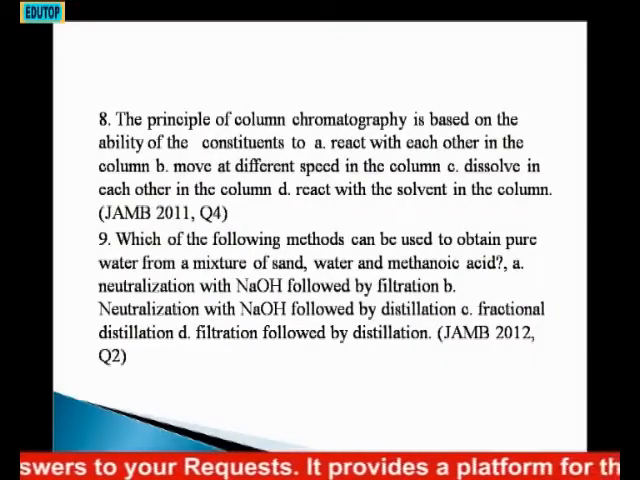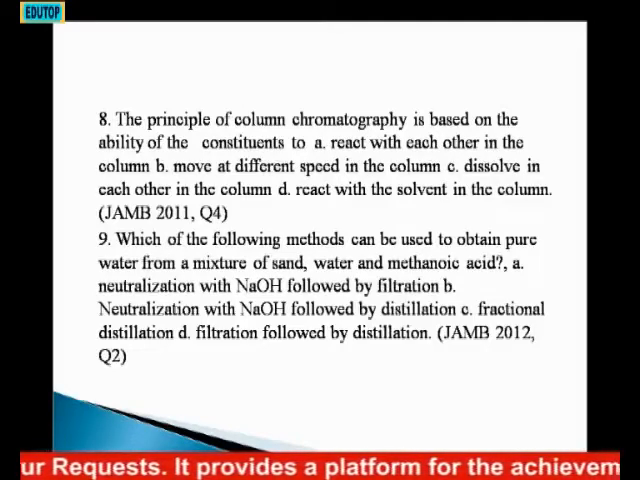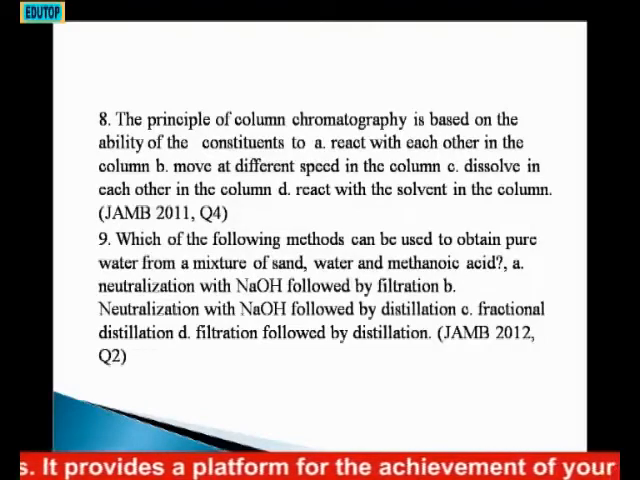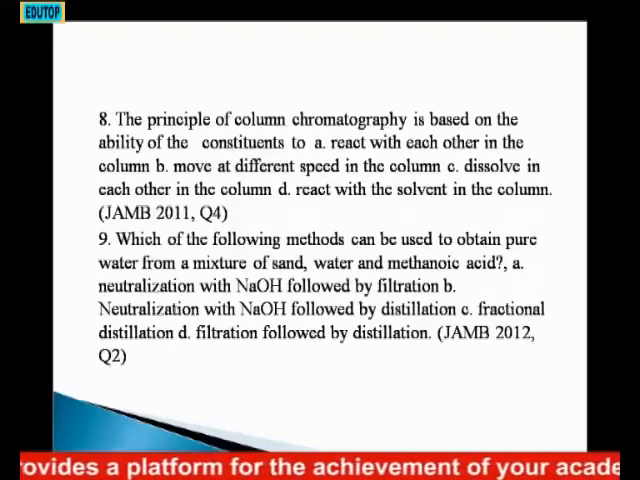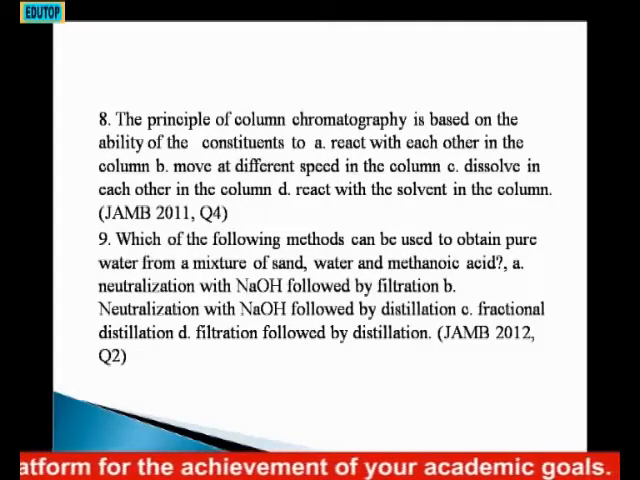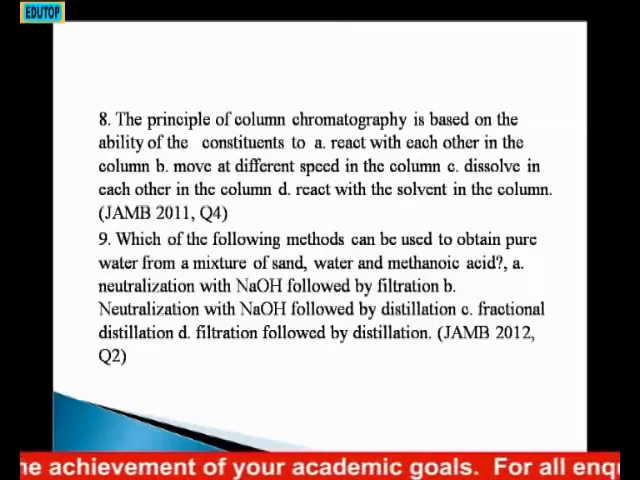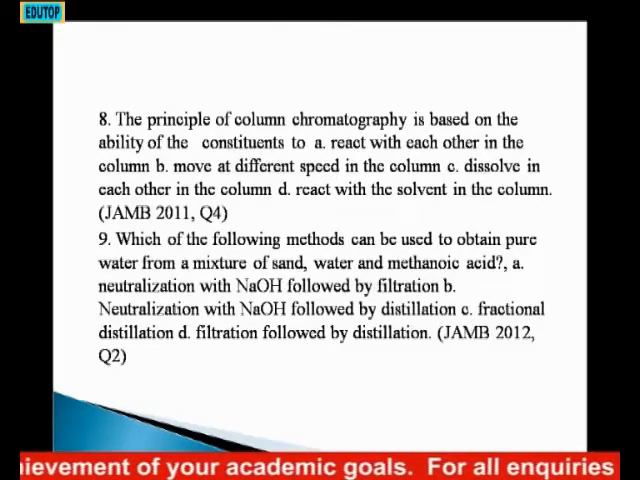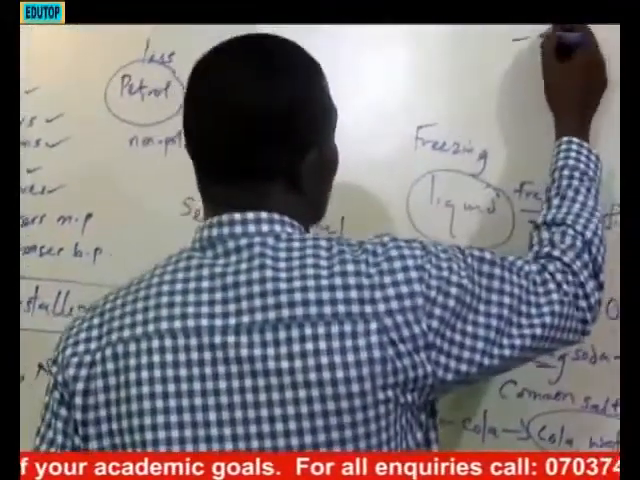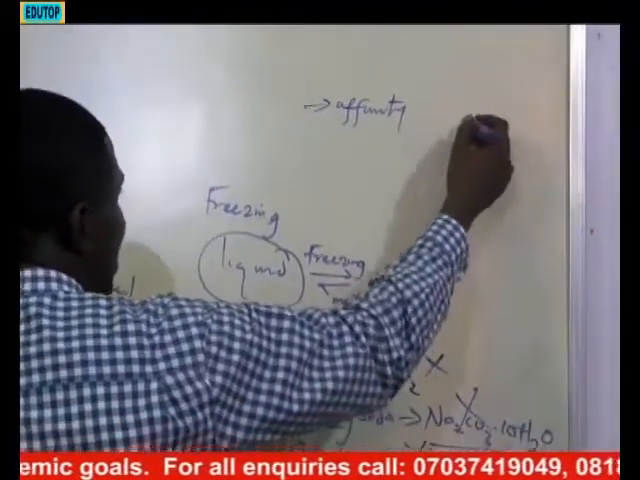Question number 8. The principle of column chromatography is based on the ability of the constituents to A. react with each other in the column. B. move at different speed in the column. C. dissolve in each other in the column. D. react with the solvent in the column. In column chromatography, the basis of separation, I've said it, is the affinity the substance has for the solvent.